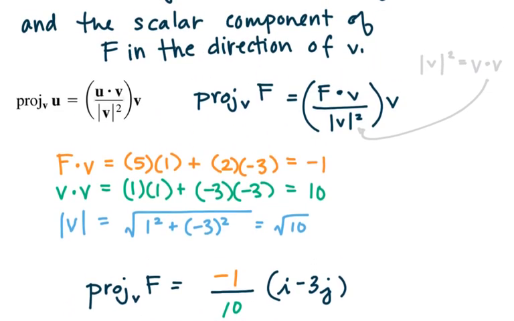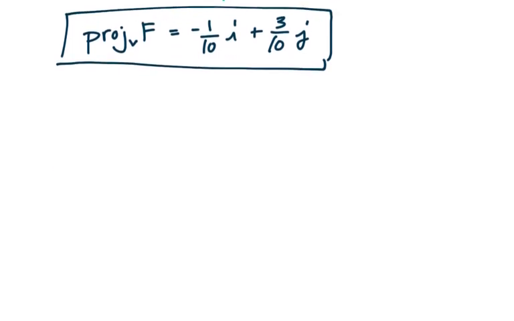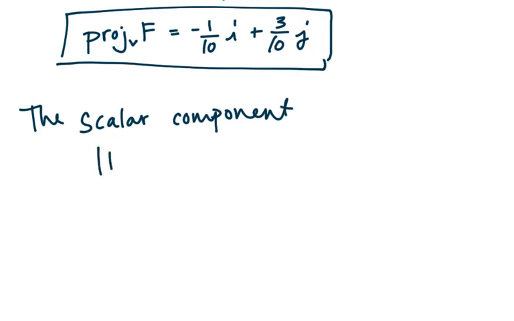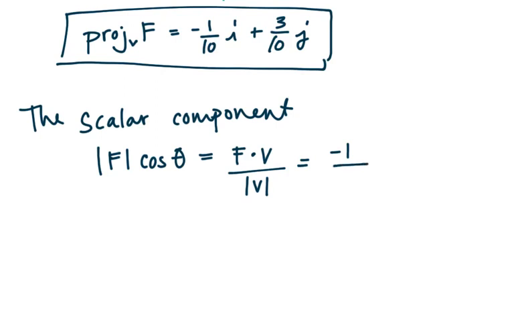And lastly, the scalar component of F in the direction of V is going to be the magnitude of F times cosine of theta, which is F dot V over the magnitude of V, or F dot V being negative 1, over the magnitude of V, root 10. So that is the scalar component of F in the direction of V.